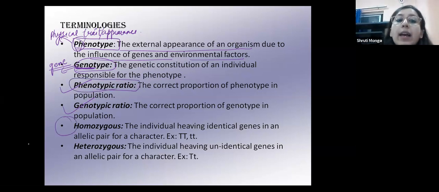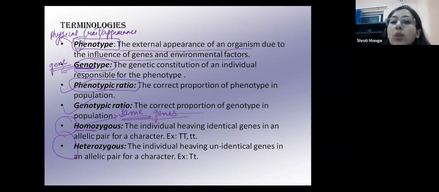Homozygous, heterozygous. Again, go with the word. Homo means same. Same what? Same genes. The individuals, okay, the spelling of having is wrong here. Having is HAVING, right?